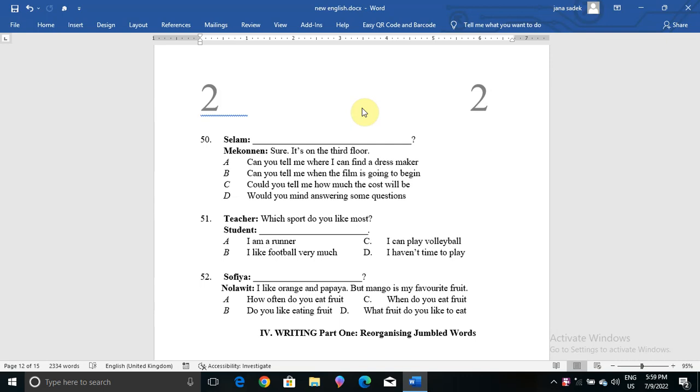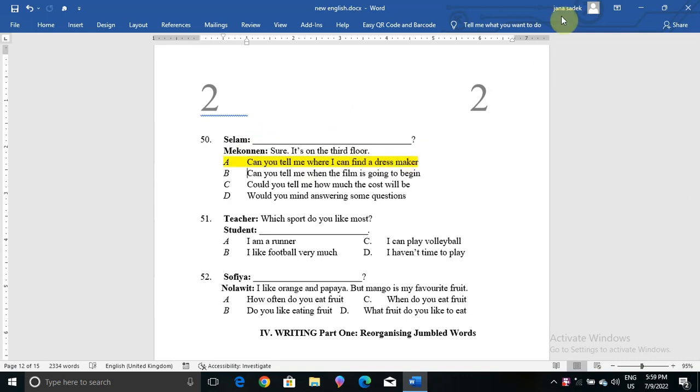He says, can you tell me where? Where? It's asking about a place, right? Yes, it's about a place where I can find a dressmaker. He said, of course, sure, it's on the third floor. So the correct answer for question number 50 is choice A.